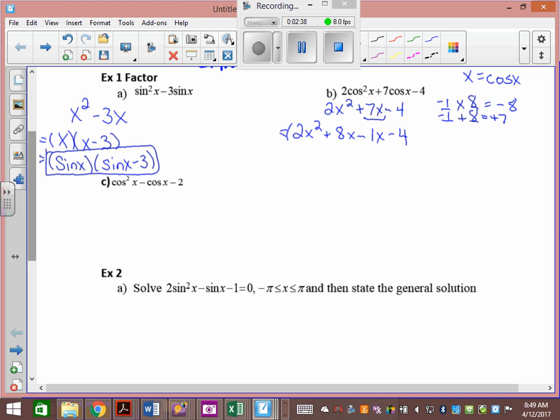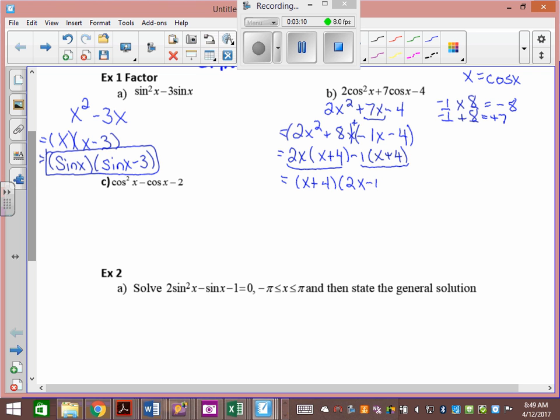Then you group. When you group, there's technically a plus sign in there. Take a 2x out, and you're left with x plus 4. And then the last bracket, you can take a negative 1 out, and you're left with x plus 4. Because whatever you take out, you have to take out to match the other one. So out of here and here, I can take an x plus 4. And I'm left with 2x minus 1.